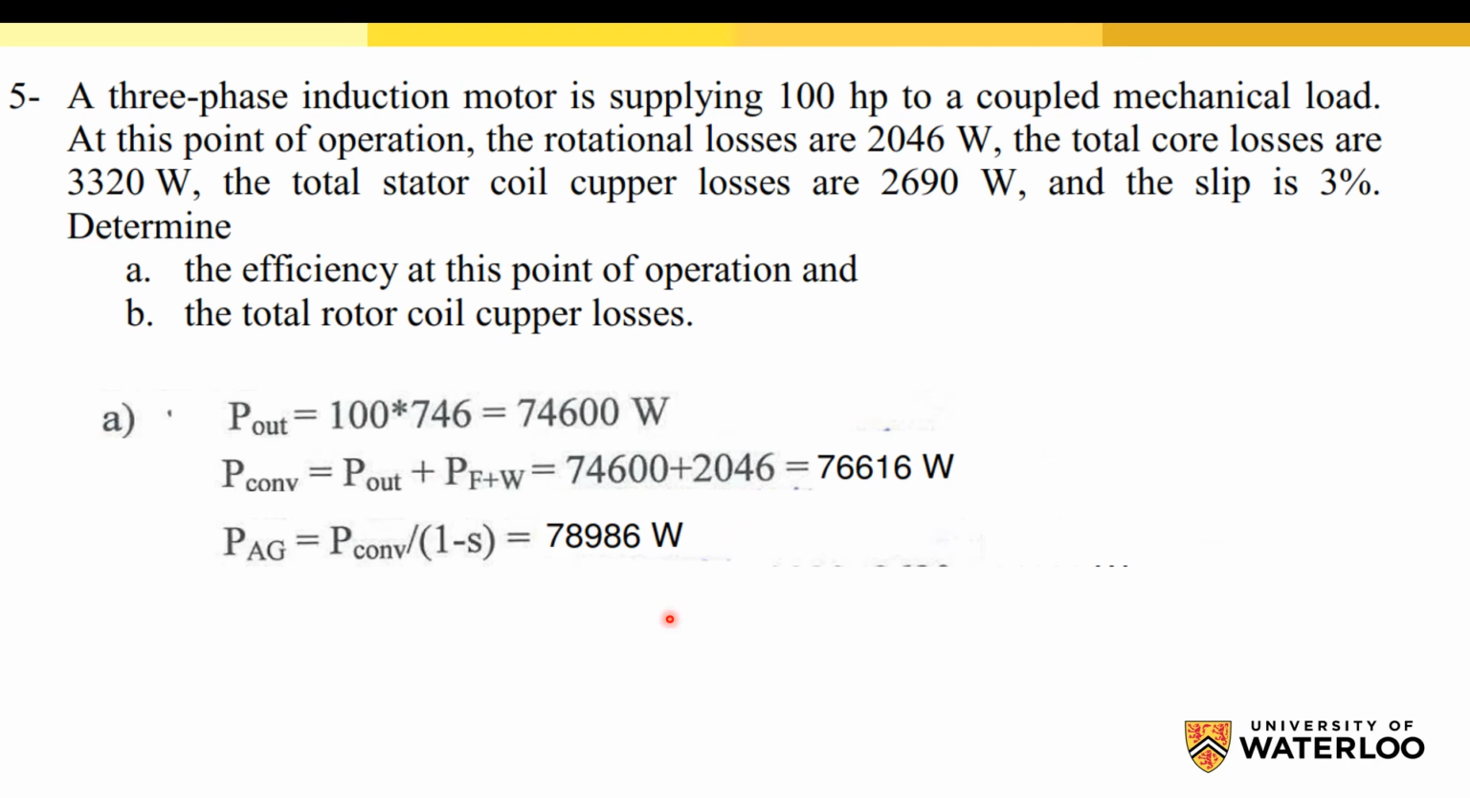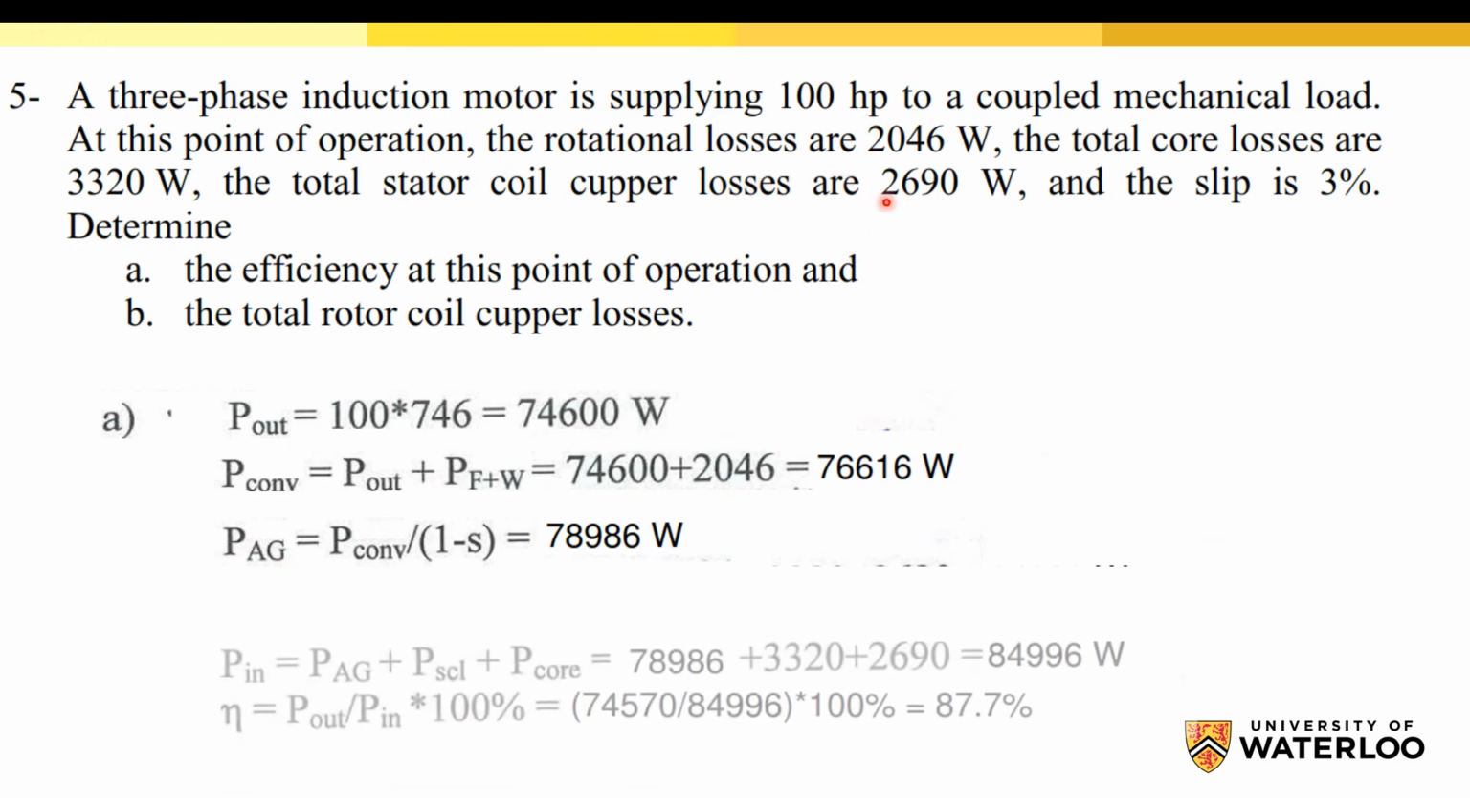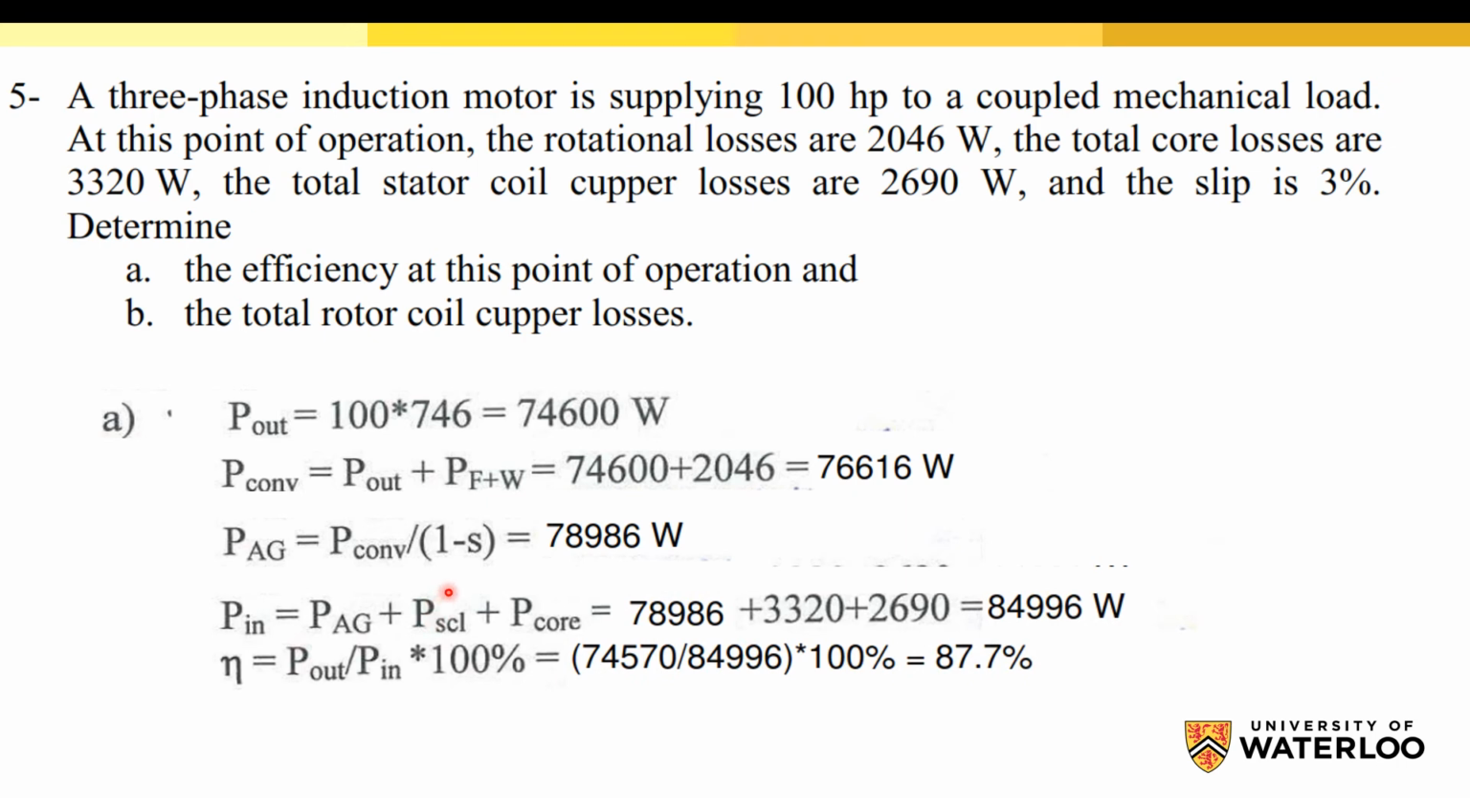And if we know the air gap power, we can calculate the input power, because the input power is equal to the air gap power plus the stator copper loss. So the stator copper loss and the core loss, of course, plus the air gap power is equal to the input power. So now we know the input power and the output power, so we can calculate the efficiency.